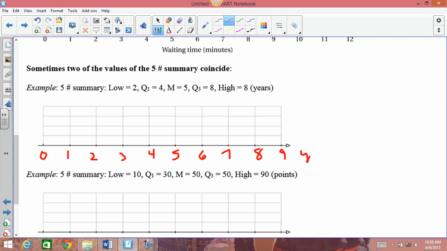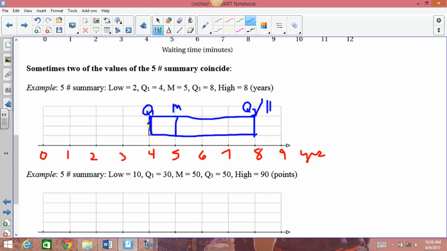And I'll label this years, and then I will just come up and here's my low value. I like to do the quartiles first and make my box first. So Q1 is 4, median is 5, Q3 is 8, and then if the high value is also the same here, I'm just going to put that.